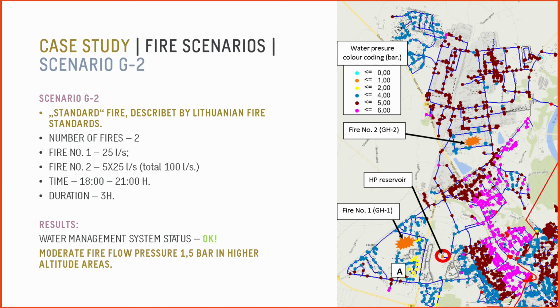I would say that the water management system status in general is okay, but we have some lower pressure zones, like 1.5 bars in higher altitude areas. But in total, I would say that this fire is not so big, and the water management system can cope and work with that.